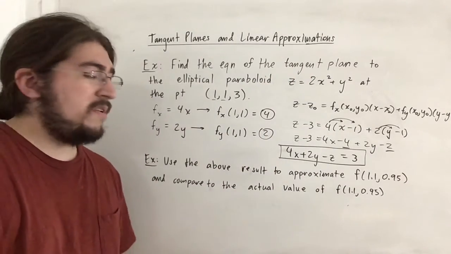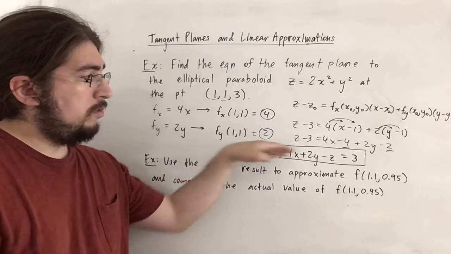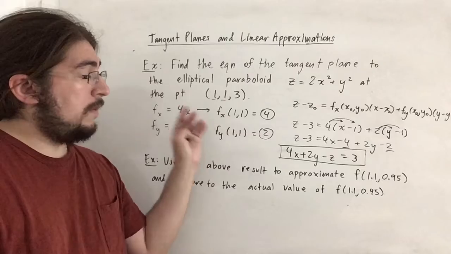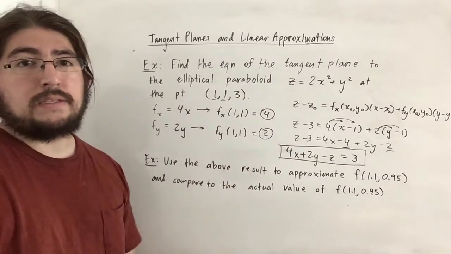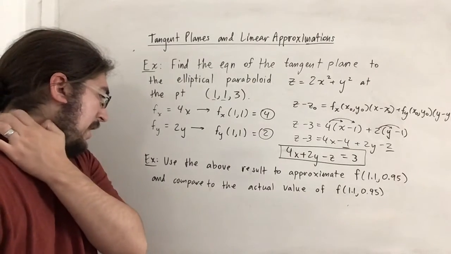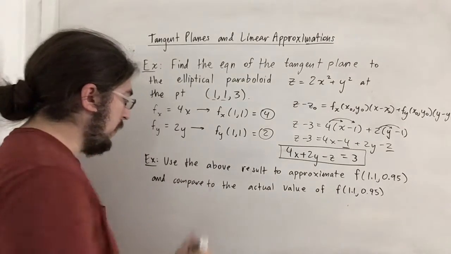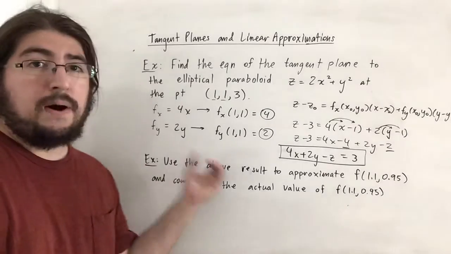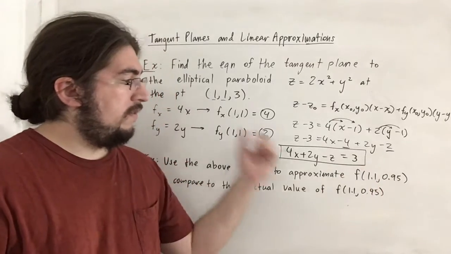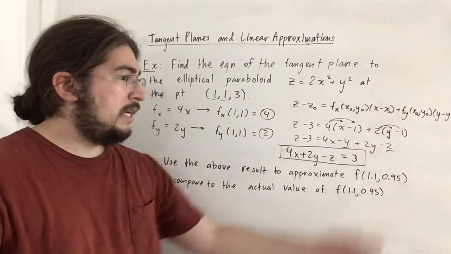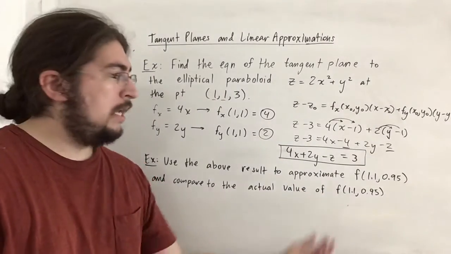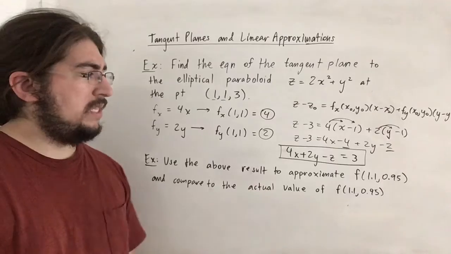And if you wanted to use a graphing utility like QuickGraph, for instance, to graph this equation and this equation, you'll indeed see that at this point, 1, 1, 3, this plane will be tangent to this curve. So that's a really nice exercise, I think, for everyone to try. But now, this follow-up question asks us to use the above result to approximate this value of the function. So f of 1.1 comma 0.95, and then afterwards we're going to compare to the actual value of this by just plugging in these x and y values to see what the z value is.